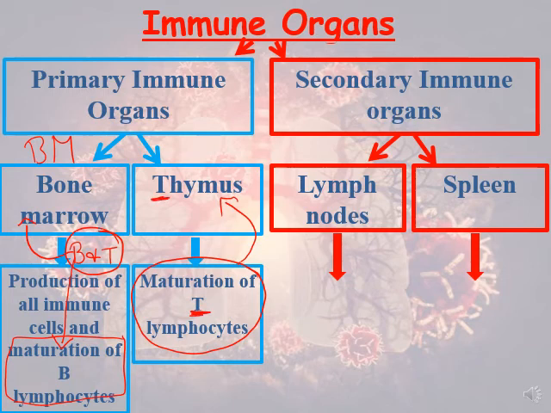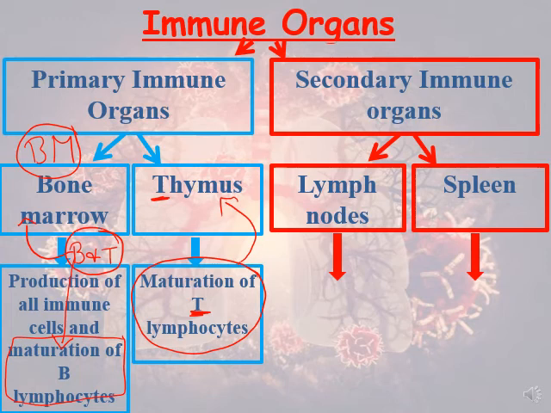So maturation of the T lymphocytes occurs in the thymus, while maturation of the B lymphocytes occurs in the bone marrow. The bone marrow is the origin of B and T. B and T lymphocytes are produced in the bone marrow. B lymphocytes mature in the bone marrow, whereas T lymphocytes mature in the thymus.